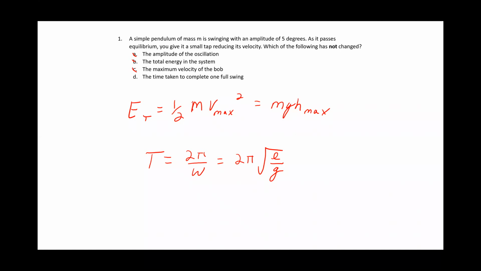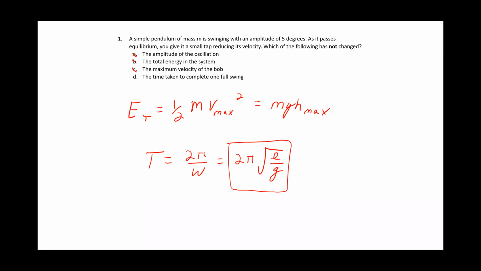What's not going to change is the period. The period doesn't depend on the amplitude, it doesn't depend on the velocity, it doesn't depend on the energy. It's just given by the physical properties of the oscillator, in this case, the length of the pendulum and g. So on one hand, that's fairly straightforward. On the other hand, it's really weird.